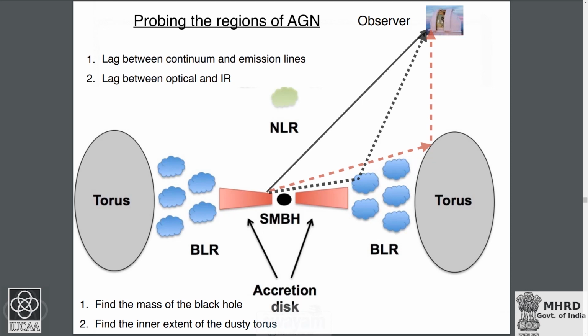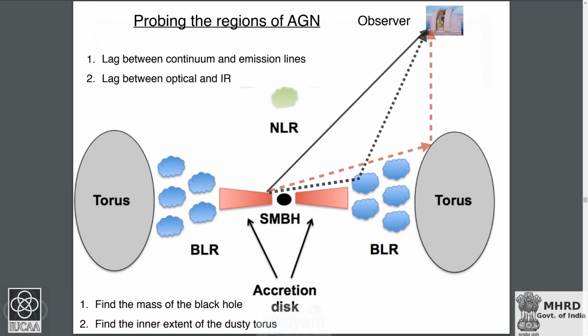The other application of timing is to probe the inner structure of AGN. As I told you, AGN has a central supermassive black hole. It has an accretion disk given by the maroon color here, the blue color clouds which give rise to what are called the broad lines in the spectrum, and then we have a donut shaped structure called the torus. Based on timing observations, we will be able to find the mass of the black hole. This is a direct measurement of the mass of the black hole.